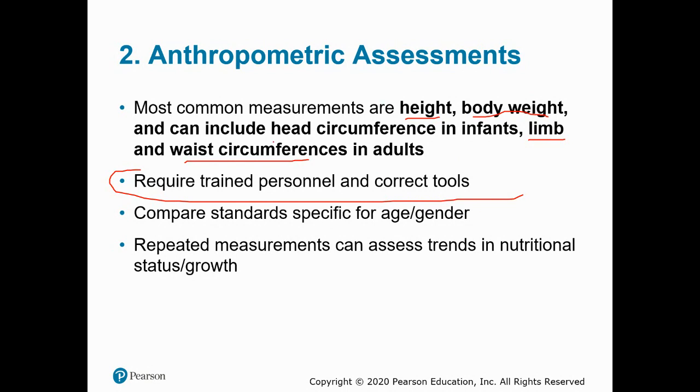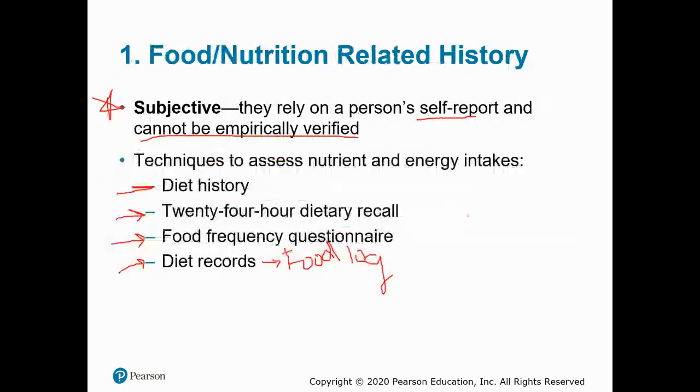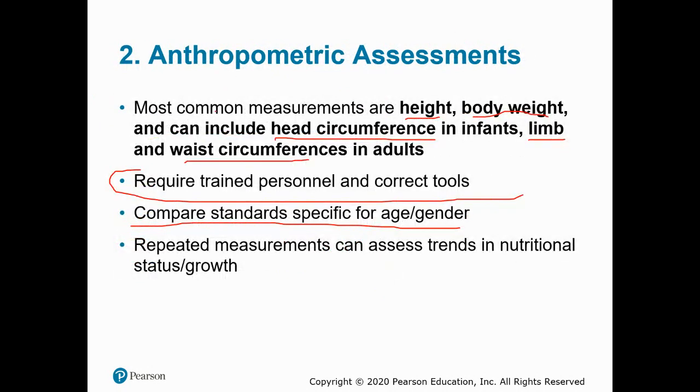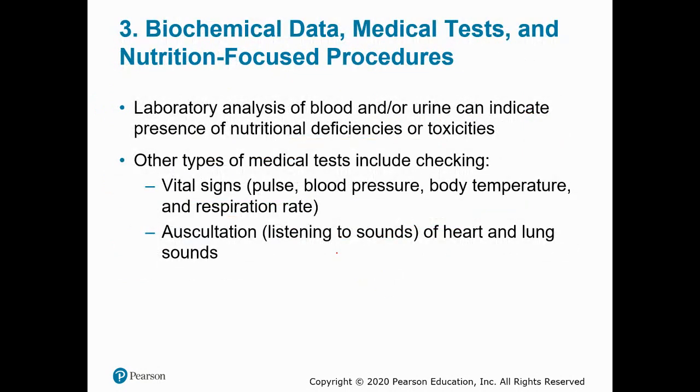And then for infants, often we're looking at actually a head circumference because the growth of the head generally indicates healthy nutrition status and healthy growth. With the anthropometric measurements, then we're typically going to be comparing these to the standards for specific age or sex group. Same over here, we would compare these to the dietary reference intake values. And then repeated measurements can assess trends in nutritional status or growth. Again, you would repeat the measurements ongoing as you're monitoring and evaluating the patient.